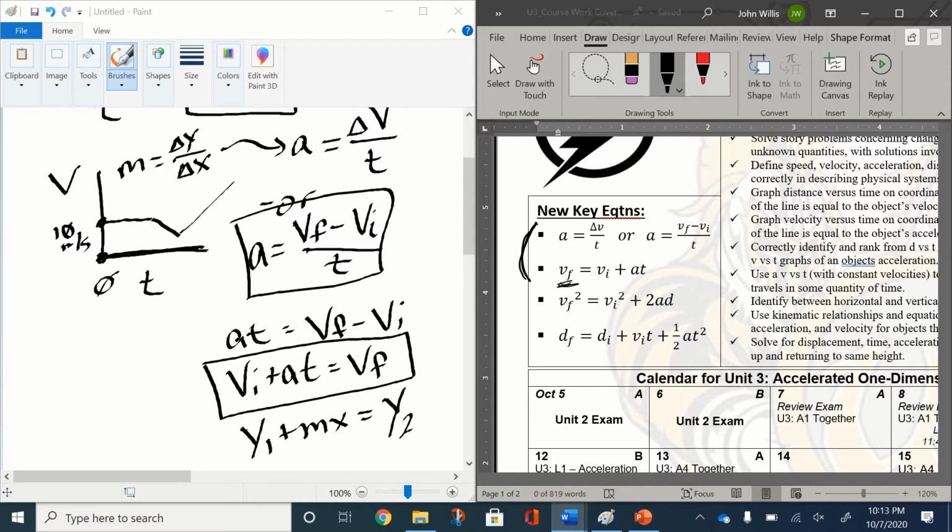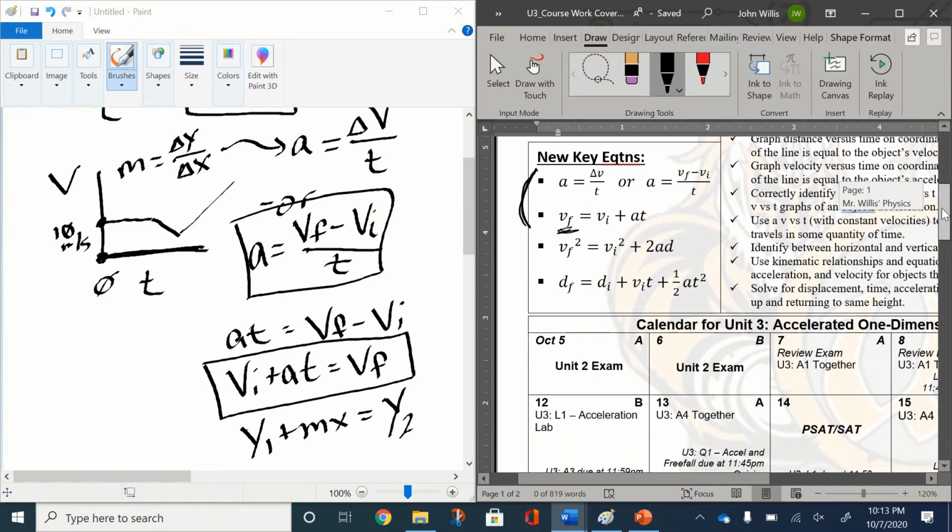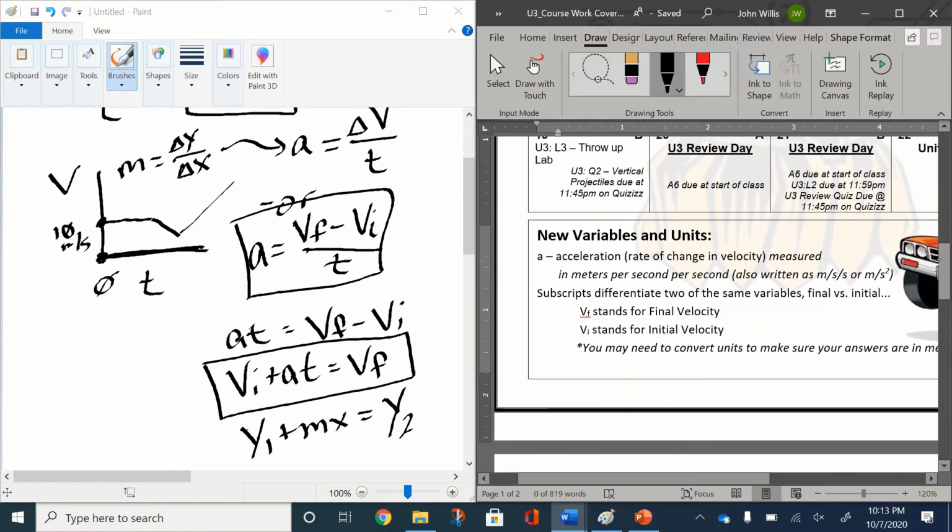I didn't change anything. I just rewrote it in a slightly different way, just like I did with the velocity equation in the last unit. If seeing all these subscripts is throwing you off a little bit, I include exactly what those subscripts mean down below. Anytime you see a subscript of an F underneath it, it means we're talking about the final value for that measurement. In this particular case, it's velocity.